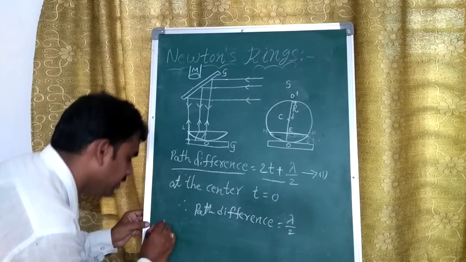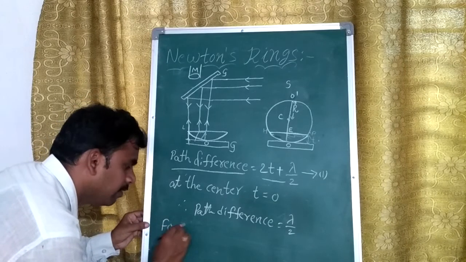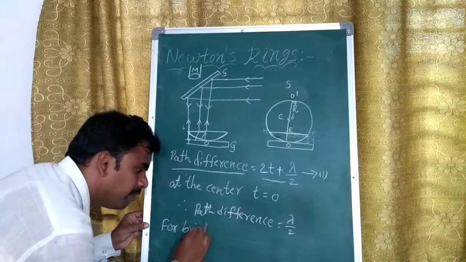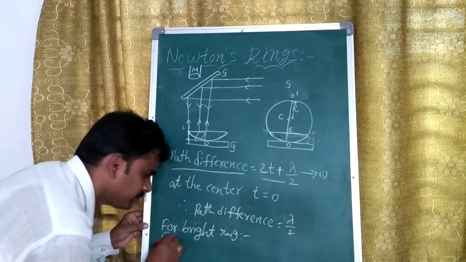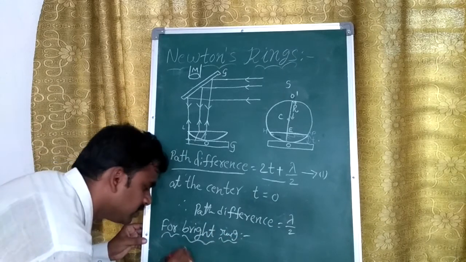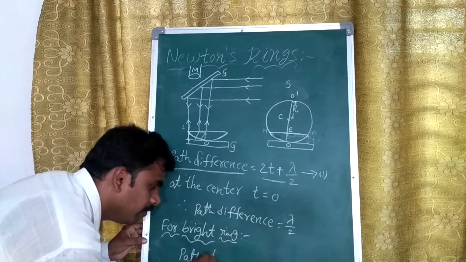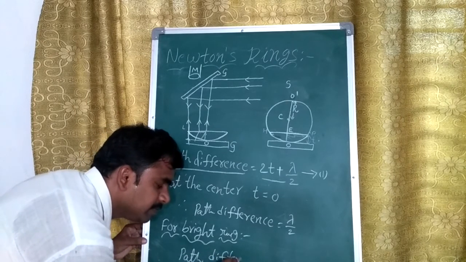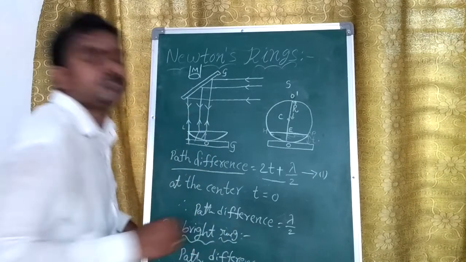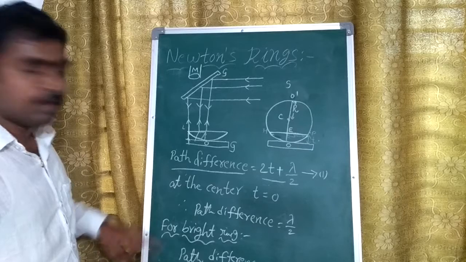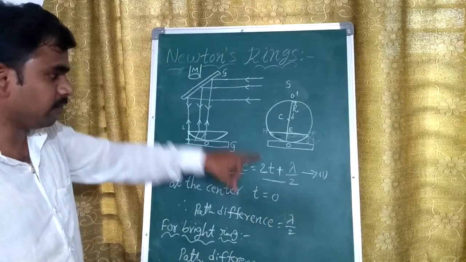Now, for a bright ring, what do we want? The path difference must be equal to an integral multiple of wavelength. That means it should be equal to n lambda. But according to our theory, what did we get?